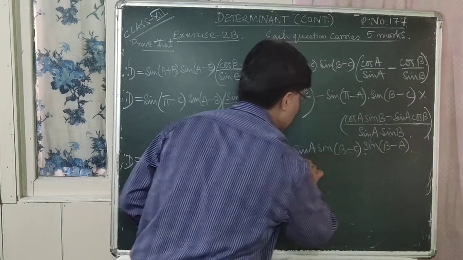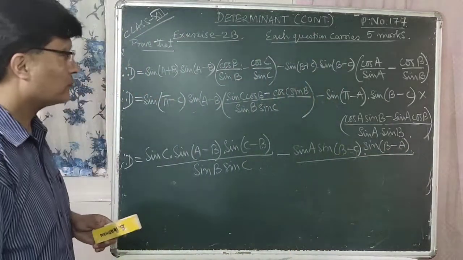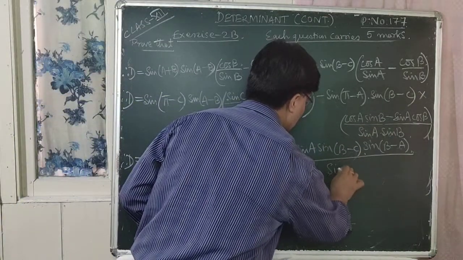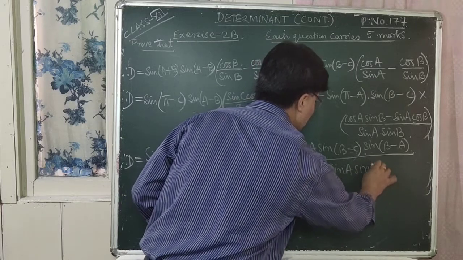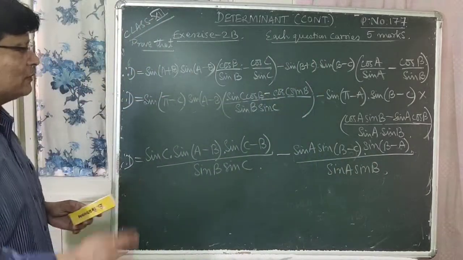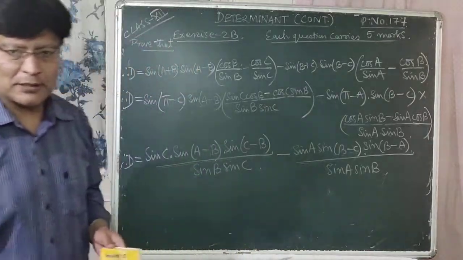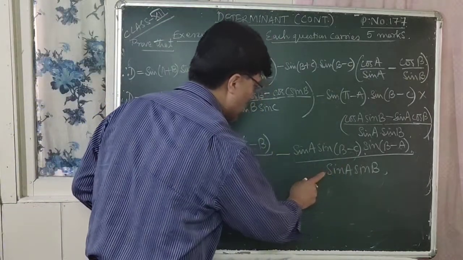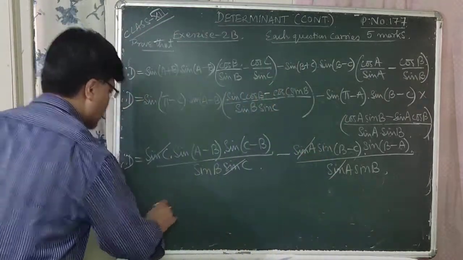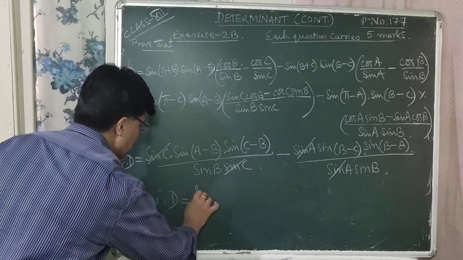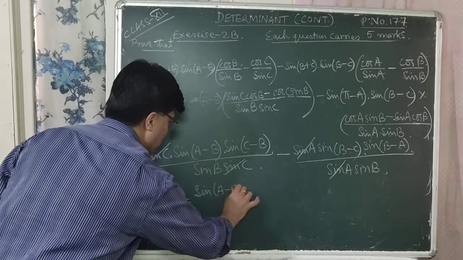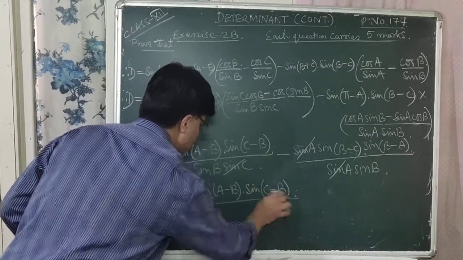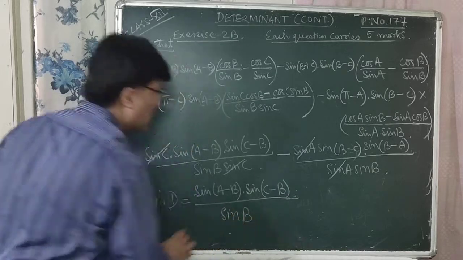It is sine of B minus A whole divided by what? It is sine A sine B. So LCM, that is denominator, is kept same, right? So here sine C gets cancelled. Here also sine A gets cancelled. So write down the remaining terms. So what is D equal to? Sine of A minus B into sine of C minus B divided by, it is sine B, right?